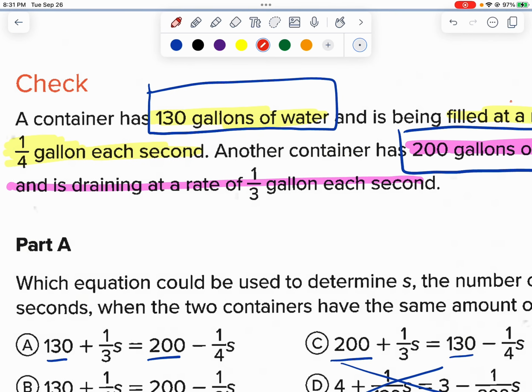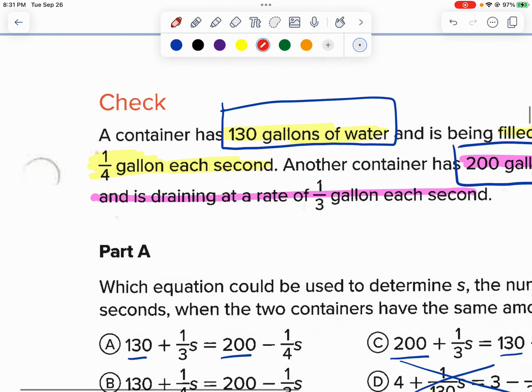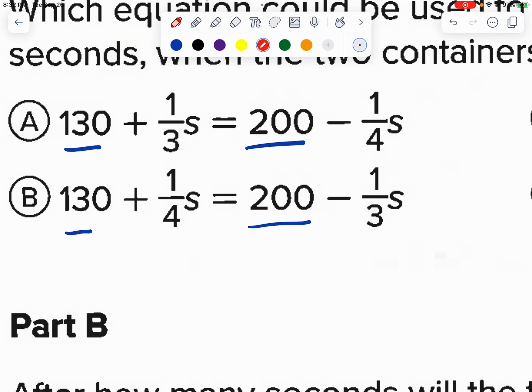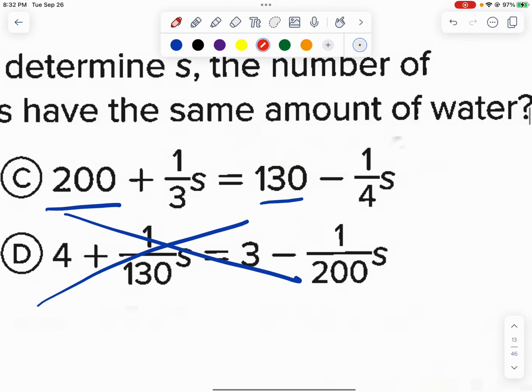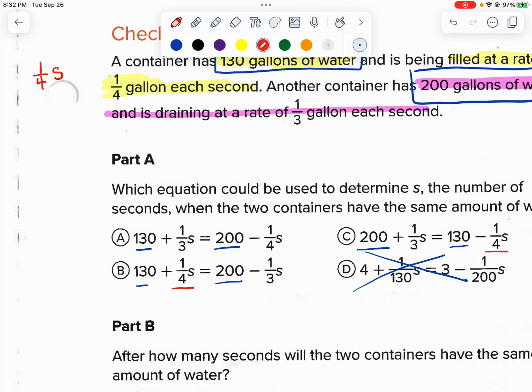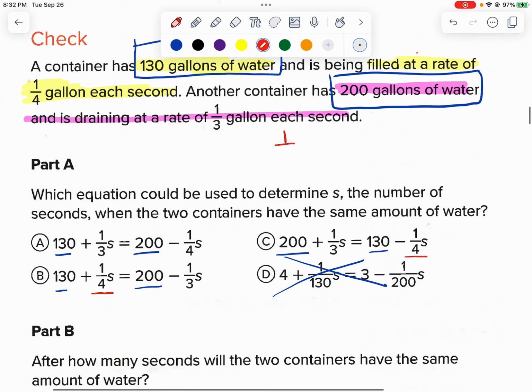Then it says filled at a rate 1/4 gallons per second. Okay, so 1/4 is going to go with the 130. I look here, 1/4 is with the 130 here, and 1/4 is with the 130 here. Then I'm going to look at the other, 1/3, which is with the 200. So that means that this is not going to be it. Now, it depends on which one is adding and subtracting.